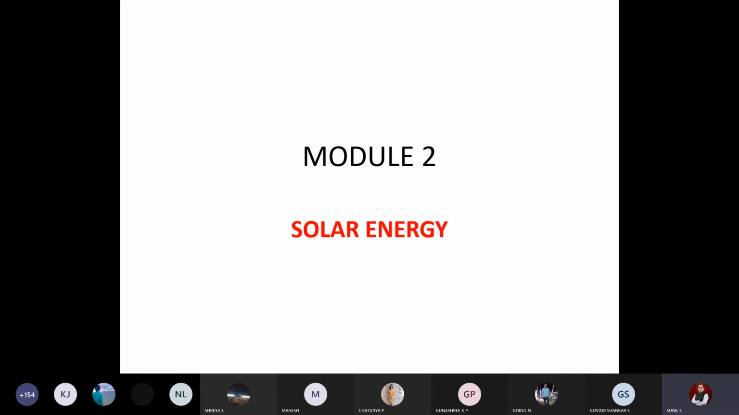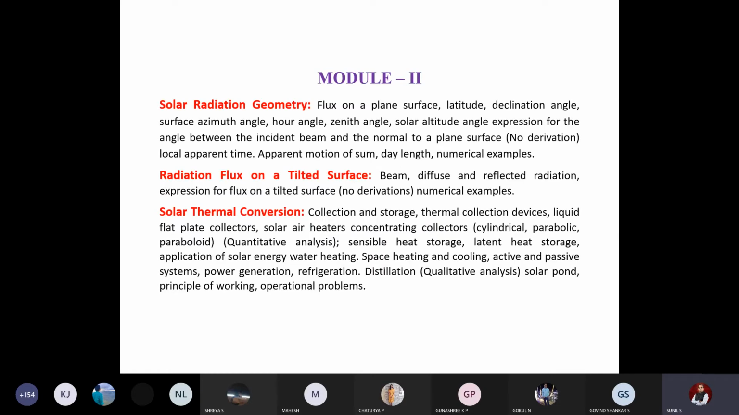and 3 are completely related to solar energy. So coming to the syllabus, we have to study about solar radiation geometry. That is, there are certain angles which are very important in calculating the efficiency of the collectors and the solar radiation intensity. So those angles we will be studying.